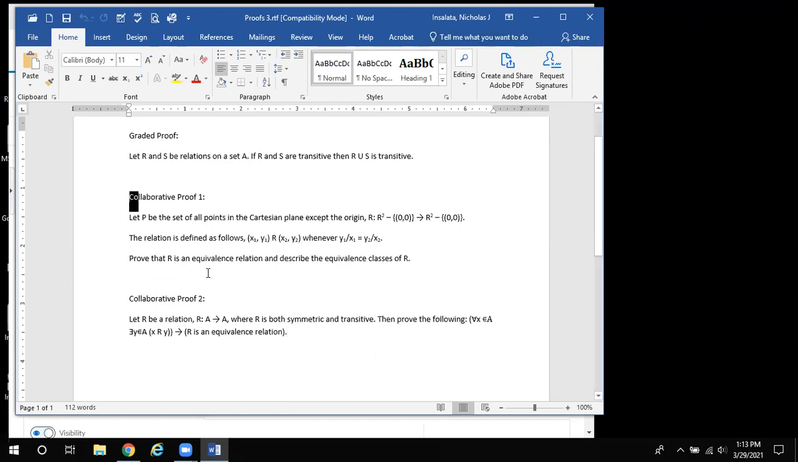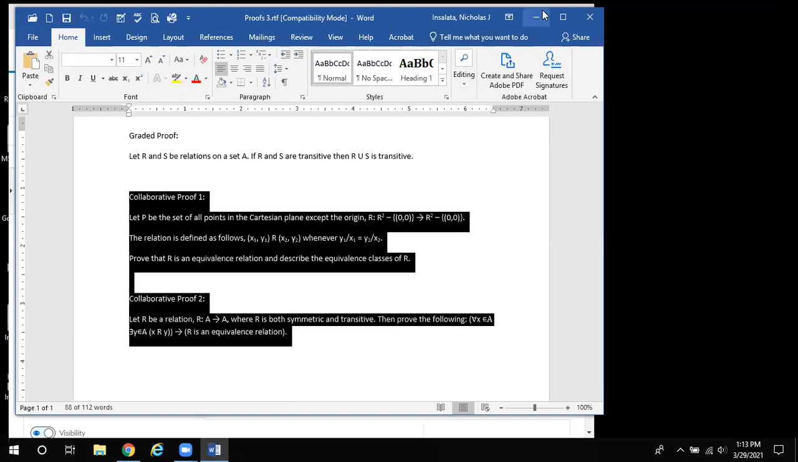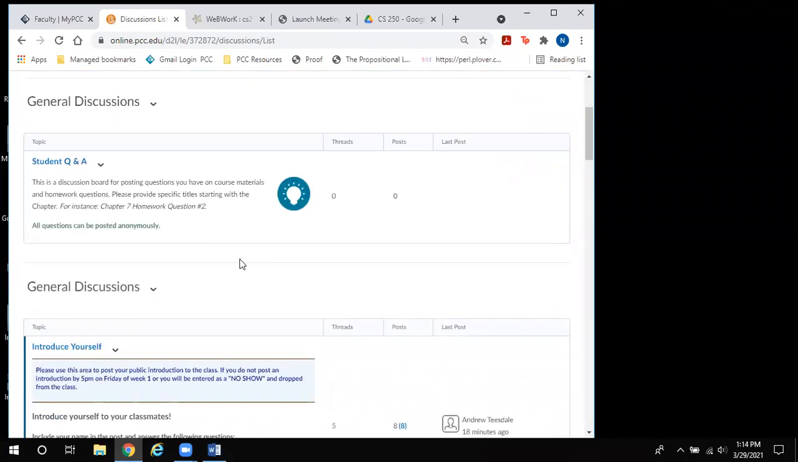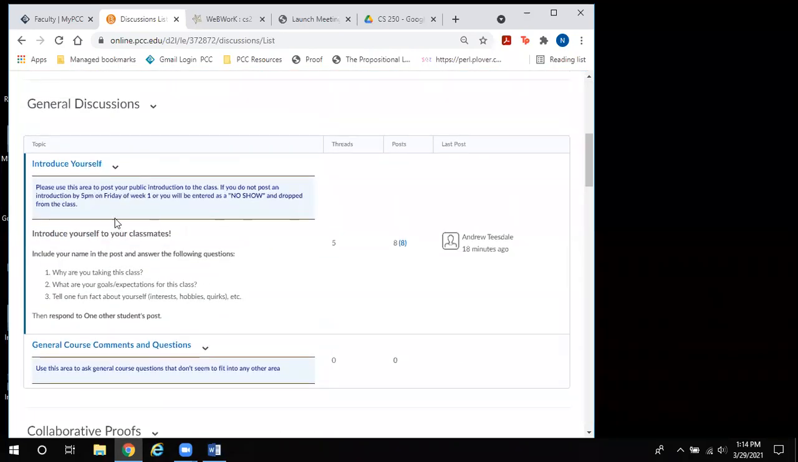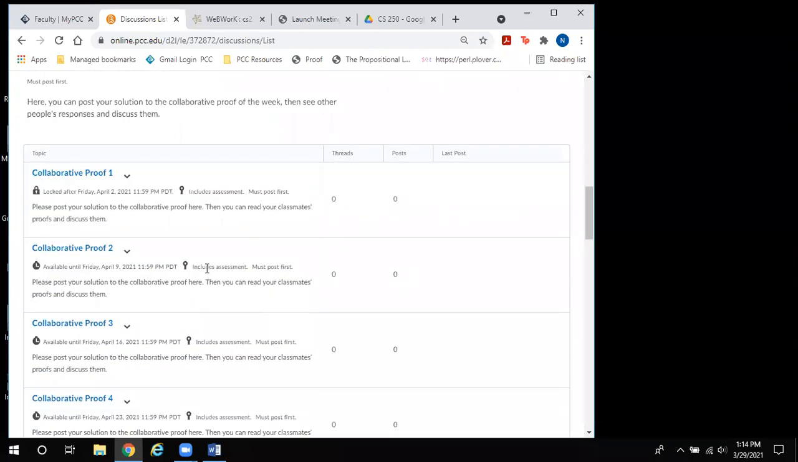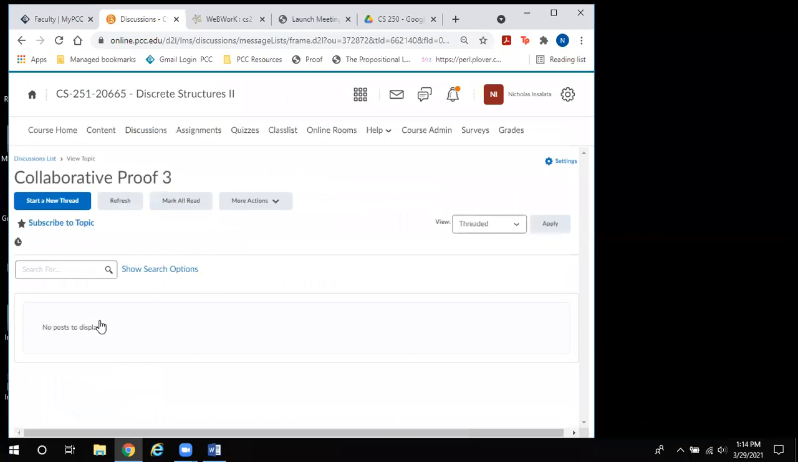Now, for these collaborative proofs, you're going to put them in a different spot. Okay, you're not going to put them in the Dropbox. You're going to go into the discussions forum. And you can see here in the discussions, you're going to introduce yourself, and here's some general comments and questions. But then you have the collaborative proofs. Okay. And you can see here, there would be collaborative proof 3. So you would go into here, you're going to make a discussion post, and again, you're going to have pencil and paper, written notes about your argument as to why the thing is true. You'll make a discussion post and attach pictures to your discussion post.